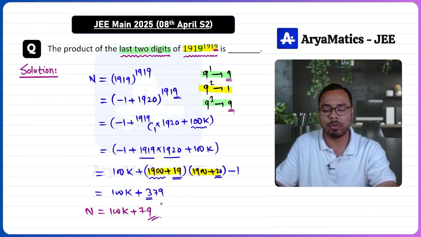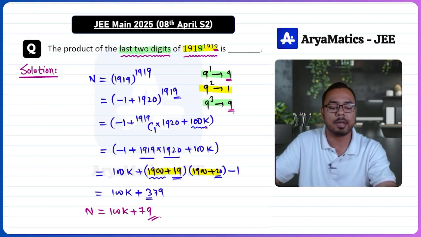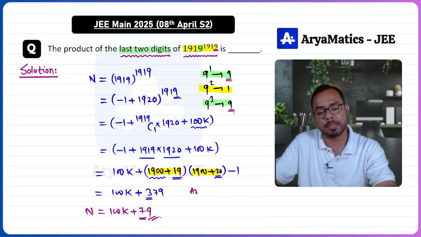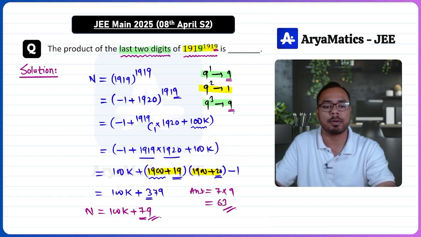So the digit at unit place is definitely 9, which we had established earlier also. And at 10th place, we are going to get 7. Now the problem is we need the product of the digit at unit place and 10th place. So 9 into 7, 63. That is the correct answer for this problem.